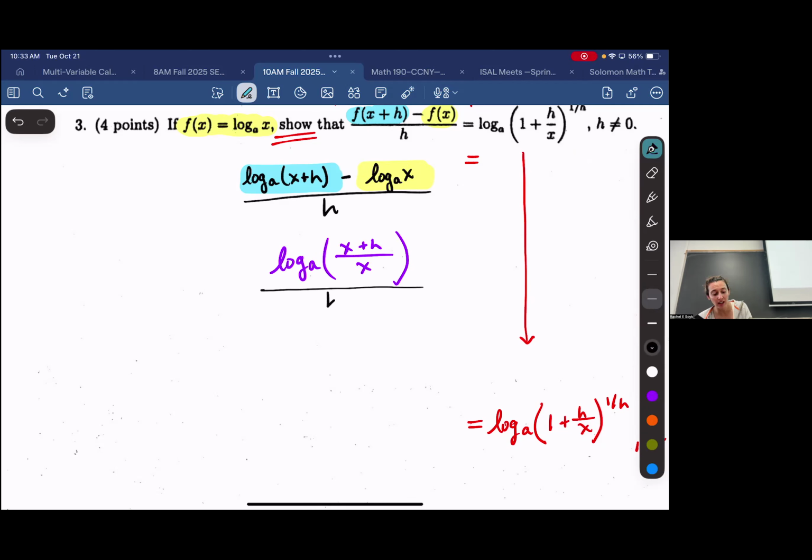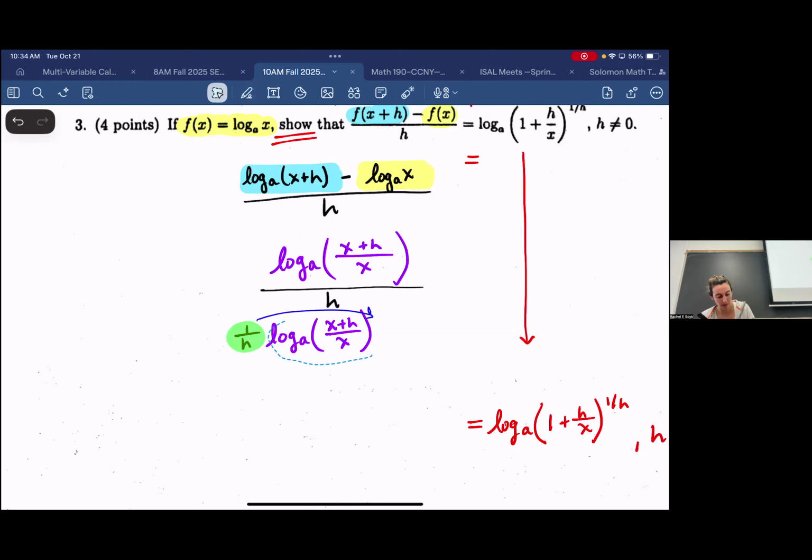Now, everything being divided by h, can we rewrite that? Because that's a constant, right? Eden, what can that be rewritten as? Exactly. Can rewrite that as 1 over h times our log base a of x plus h over x. And then that coefficient now in the front, we can utilize our power rule and bring it into a what? Exactly. Nice job, Javier.